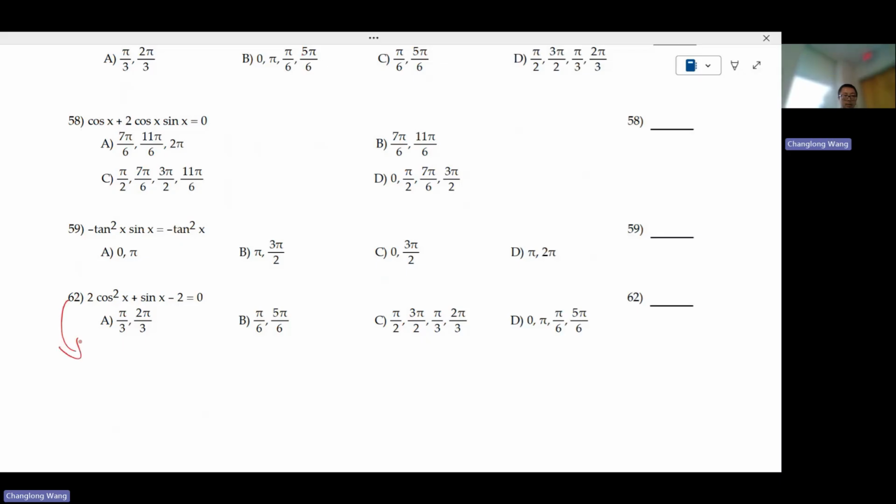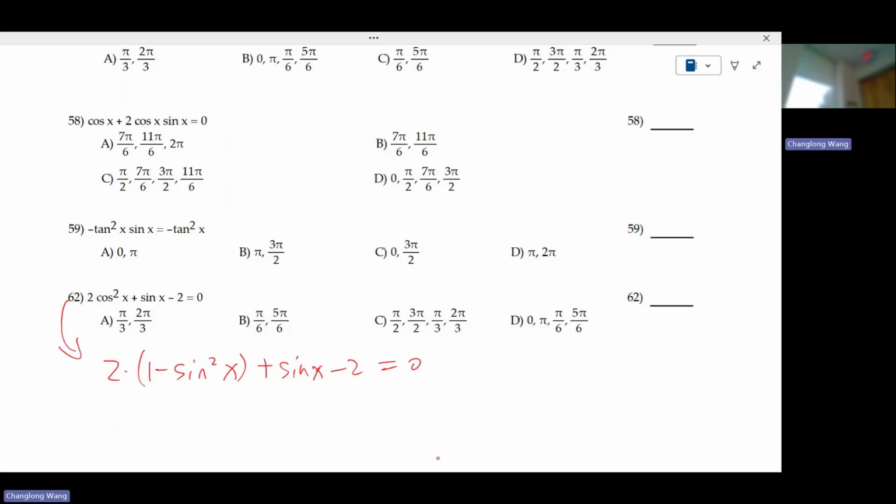I'll just rewrite that equation as 2 times (1 minus sine squared x) plus sine of x minus 2 equal to 0, right? So you can just distribute that 2, organize it a little bit more, right? So you see that it will be, again, an equation about sine of x, which can be easily factored.